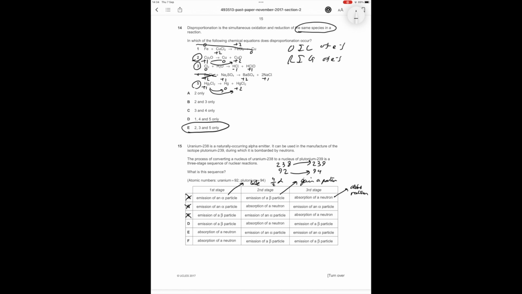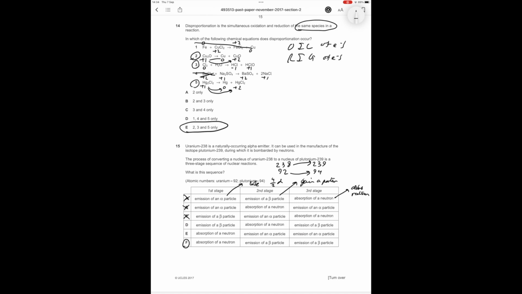Remember, when you lose a beta particle, there's no change to the mass number overall, because you're converting a neutron to a proton and an electron. Therefore, what we want to do is absorb 1 neutron and emit 2 beta particles. So the correct answer option is F.